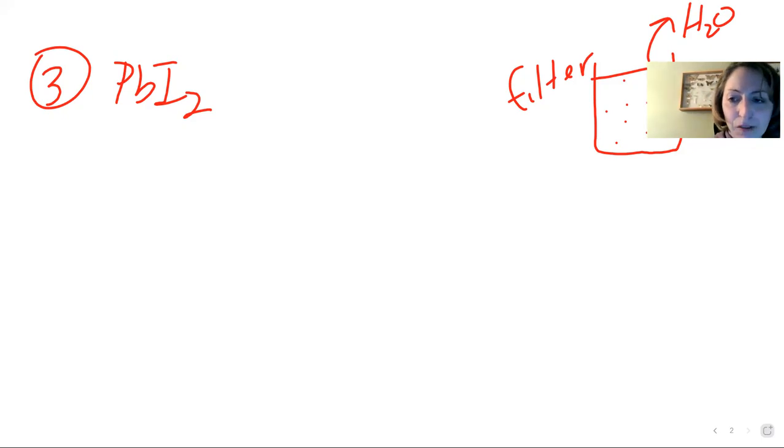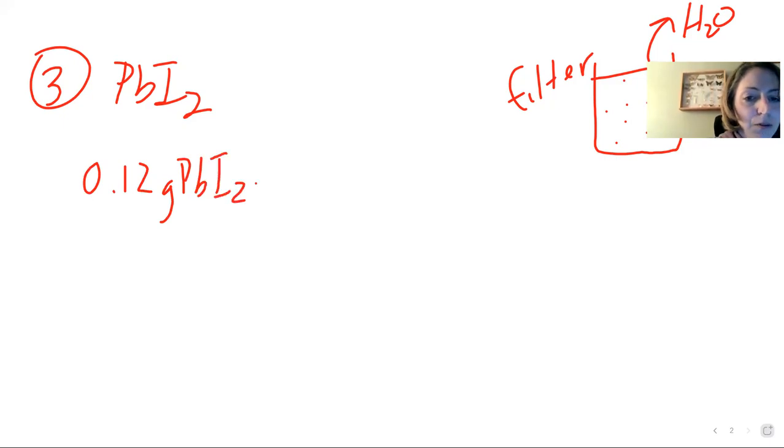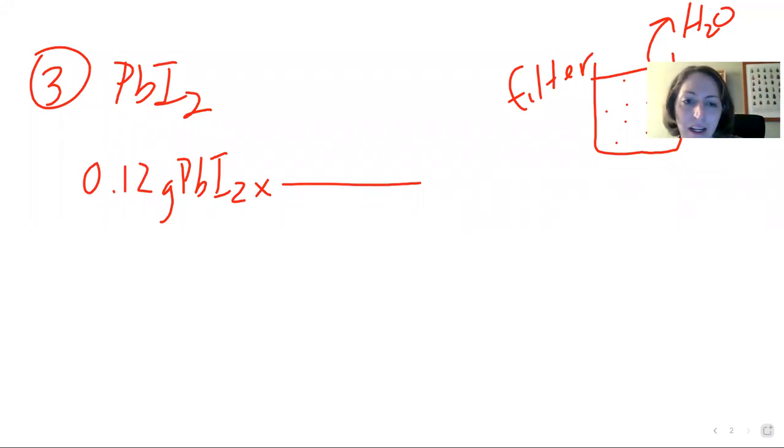In this case, we got rid of all the water, so you had 0.12 grams of lead iodide. Of course, that's really the gram solubility, how much of that solid actually dissolved in water. So you definitely want to convert that to moles. Let's see, the molar mass of lead. Let me look that up real quick.